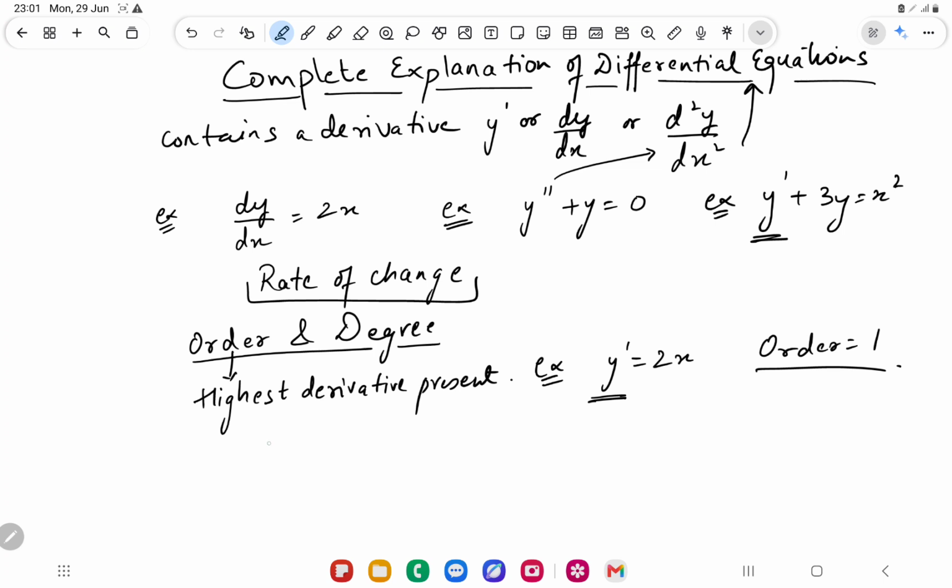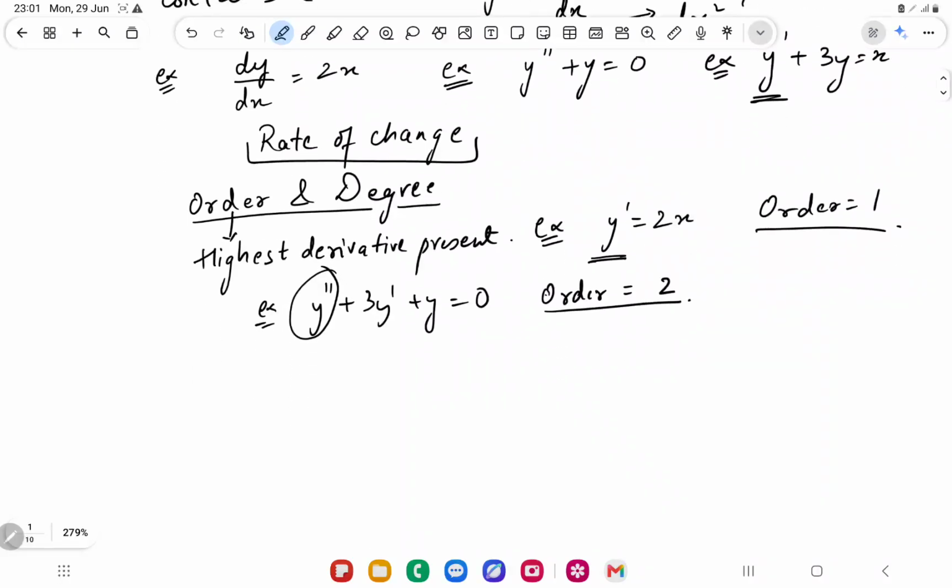Now, if I take another example like y double dash plus 3y dash plus y is equals to 0, this will have order 2. Why order 2? Because I am talking about y double dash. If I write it in dy by dx form, I will get my equation like this. Now the highest derivative given to me is the double derivative. That is why the order is 2.